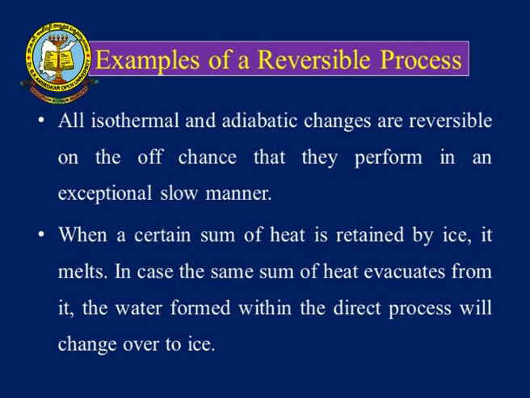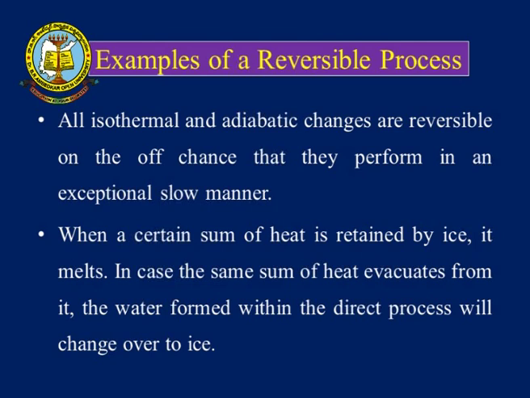Examples of reversible process: all isothermal and adiabatic changes are reversible when they are performed in an exceptionally slow manner. Whatever the isothermal or adiabatic changes, all of them have to be performed in an exceptionally slow manner, then all these isothermal as well as adiabatic processes can be reversed. That is one example which we have.